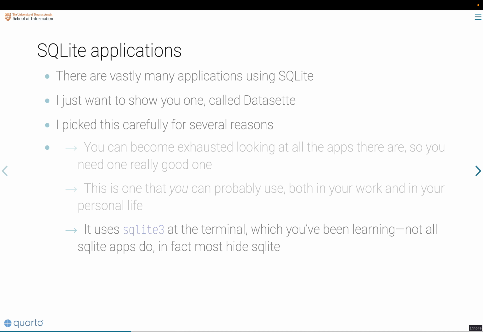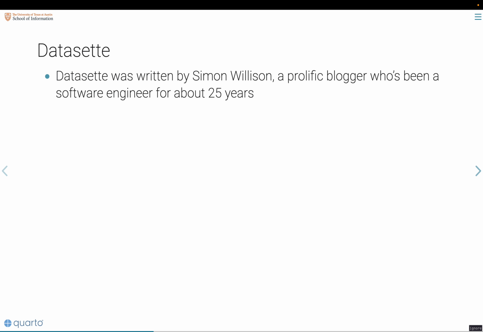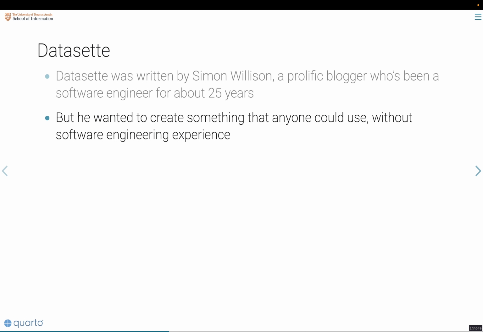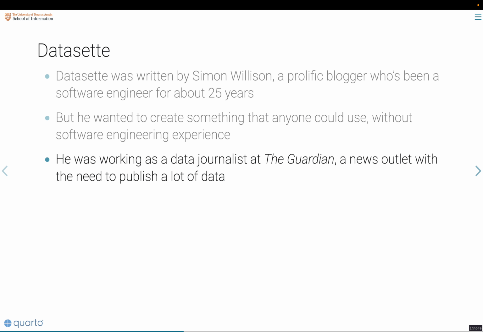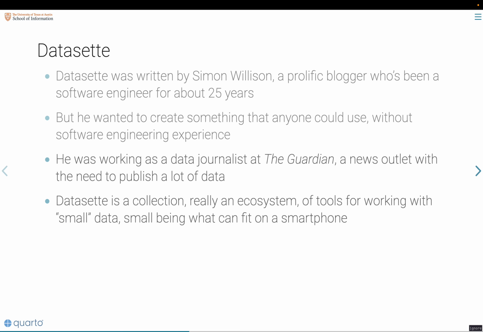It uses SQLite 3 at the terminal, which you've been learning, and not all SQLite apps, in fact most apps, but by far the most of that 1 trillion apps, hide SQLite. So what is Dataset? Dataset was written by a person named Simon Willison, a prolific blogger who's been a software engineer for about 25 years. But he wanted to create something that anyone could use without software engineering experience. And he was working as a data journalist at The Guardian, which is a news outlet that has to publish a lot of data. So he created this initially for data journalists.